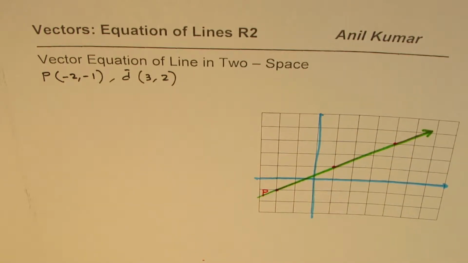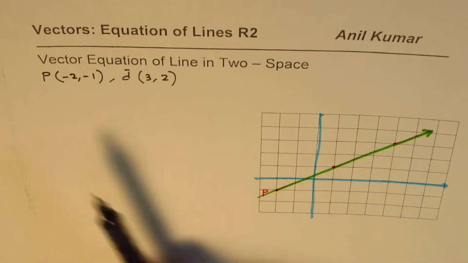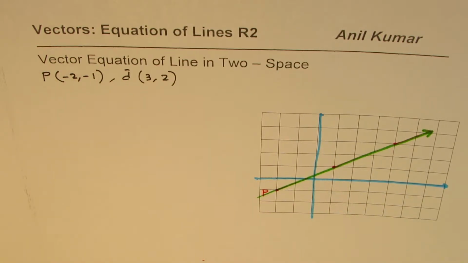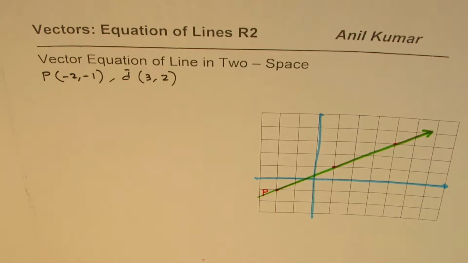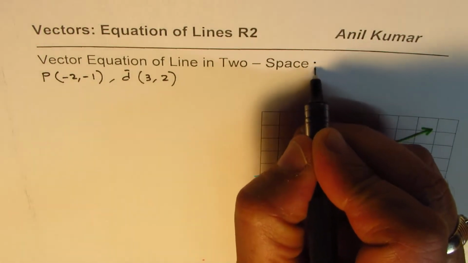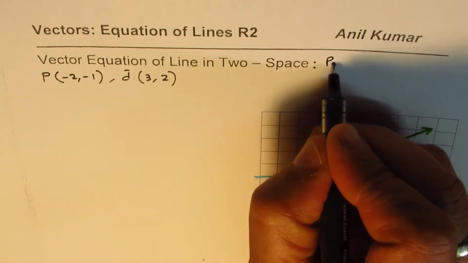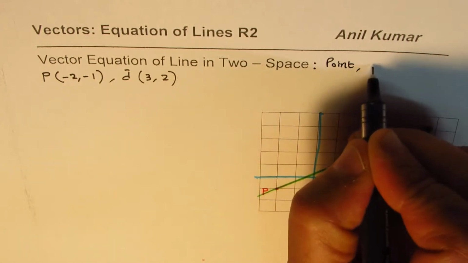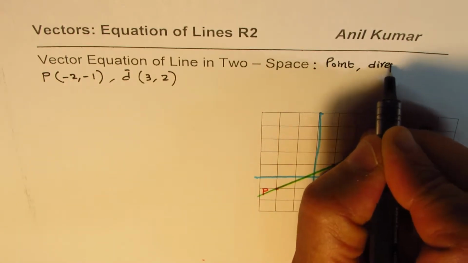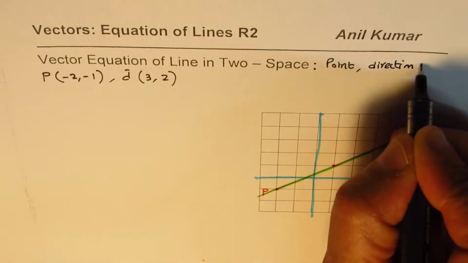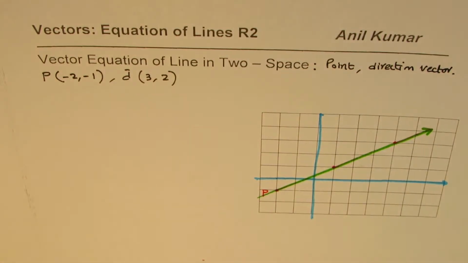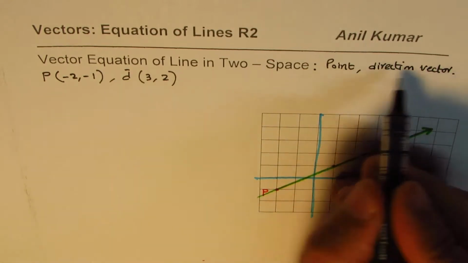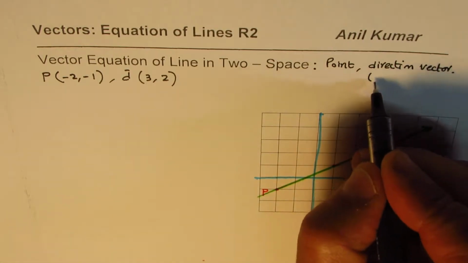So that is how you can sketch your line from the given conditions, which in our case is a point and direction vector. So in this particular case, we are given a point and a direction vector. Well, some of you are very familiar with another related term, which is slope.